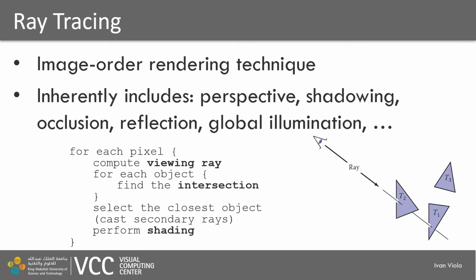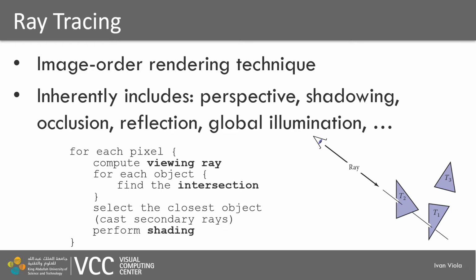Ray tracing is also supporting techniques such as perspective, occlusion, reflection, or global illumination. So there are various levels of complexity of ray tracing, but they all follow the same basic principle.